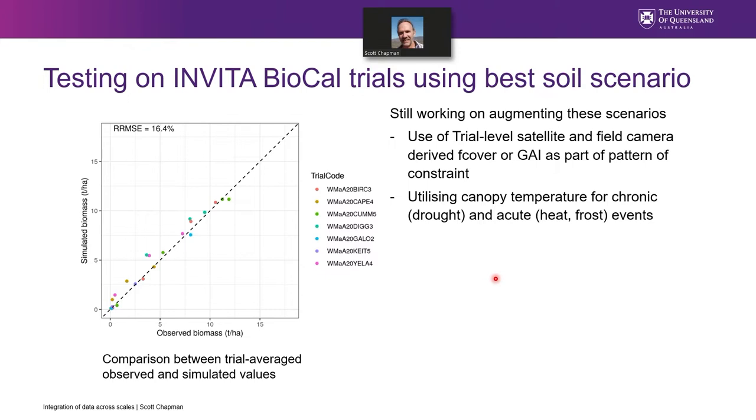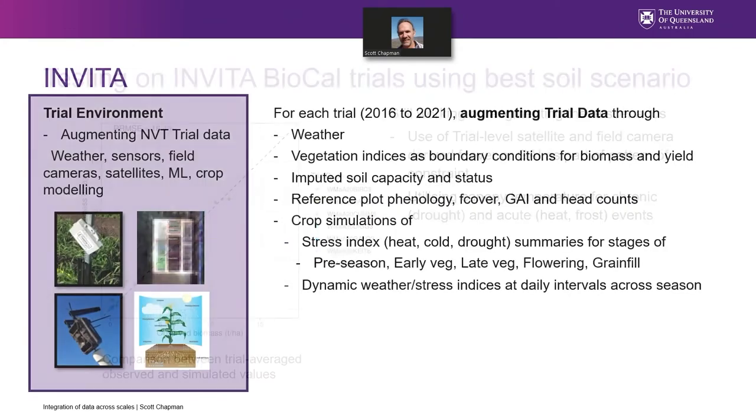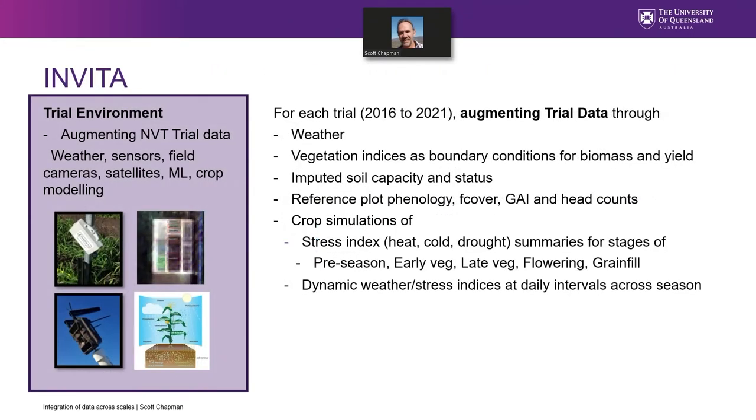And what we want to do is improve that so that we use the GAI and also the canopy temperature to try to better tune those simulations. And we're still working on the methodology for that. So that's the trial environment. And for each trial, we're augmenting trial data through weather, vegetation indices, imputed soil capacity and status, reference plot phenology, FCover, GAI, and headcounts, and these crop simulations of all of these indices.